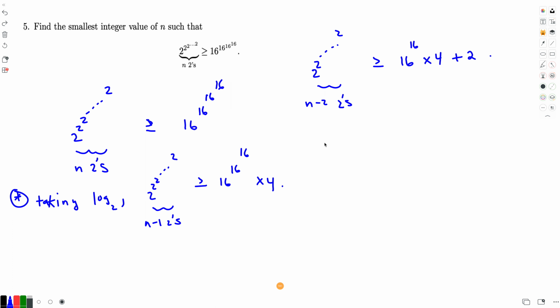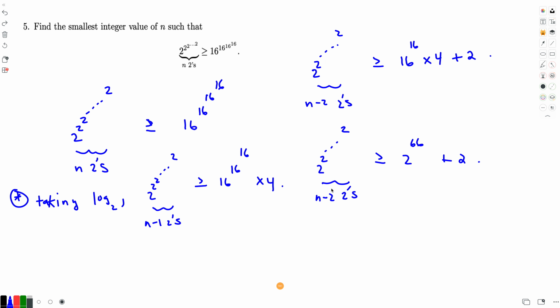So just reiterating, 16 to the power 16 is the same thing as 2 to the power 4 to the power 16, which is 2 to the 64th. Now if we multiply 2 to the 64th times 4, that's 2 to the 64th times 2 squared, which is 2 to the 66th. The plus 2 over here is rather insignificant when compared to 2 to the 66th.